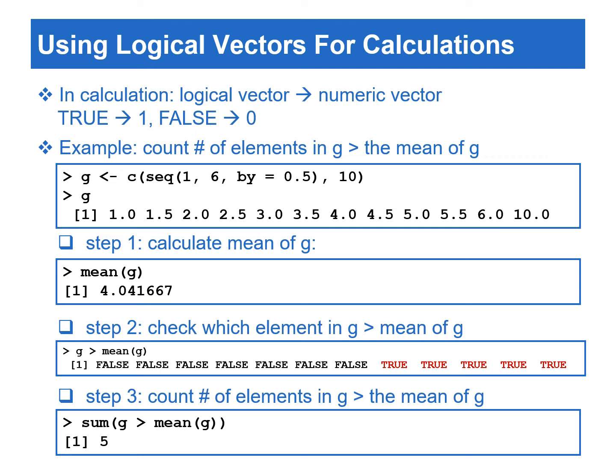The logical vectors are coerced into numeric vectors in arithmetic calculations. In this case, TRUE becomes 1 and FALSE becomes 0. This example shows how to count the number of elements in a vector greater than its average.